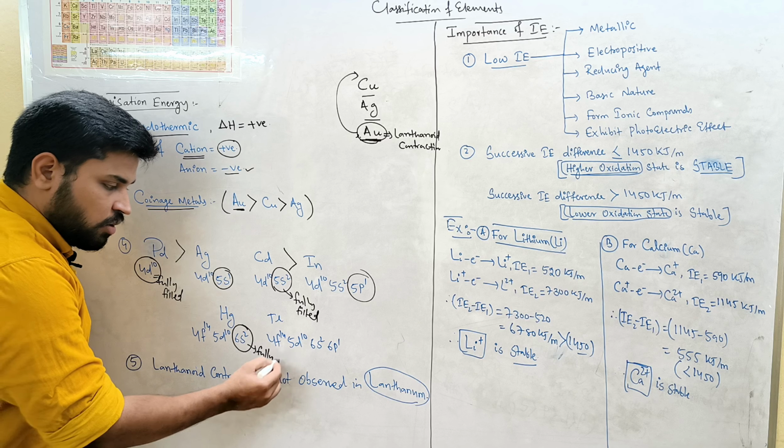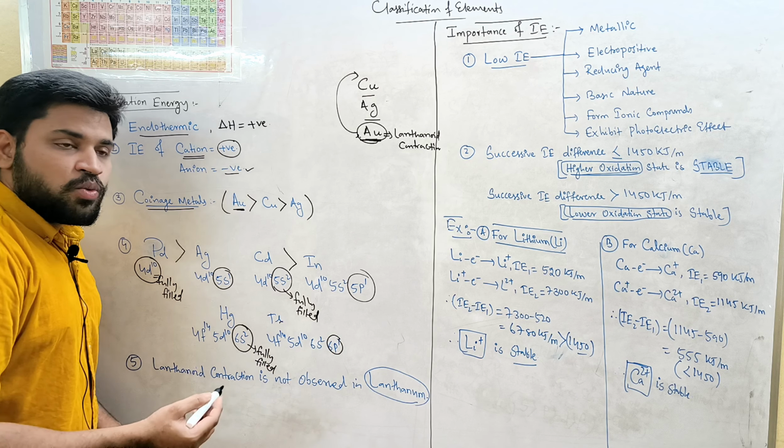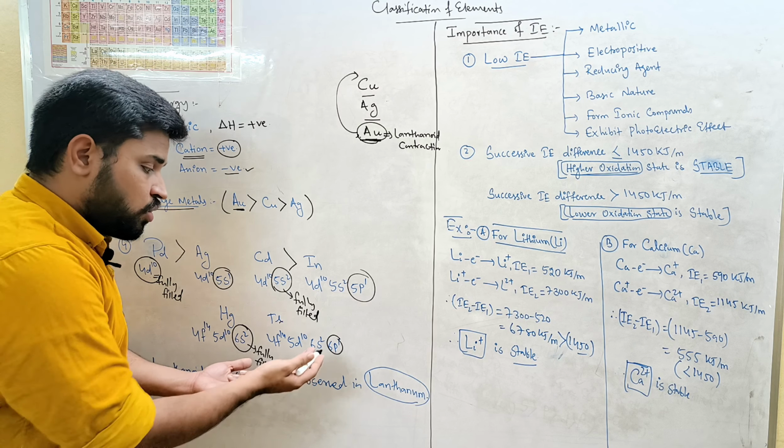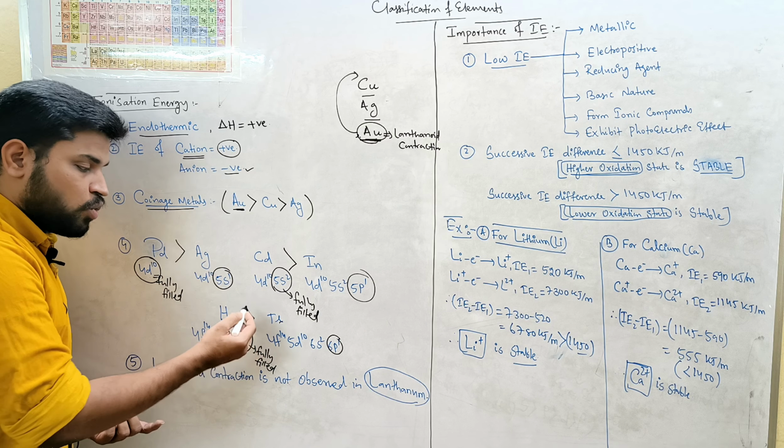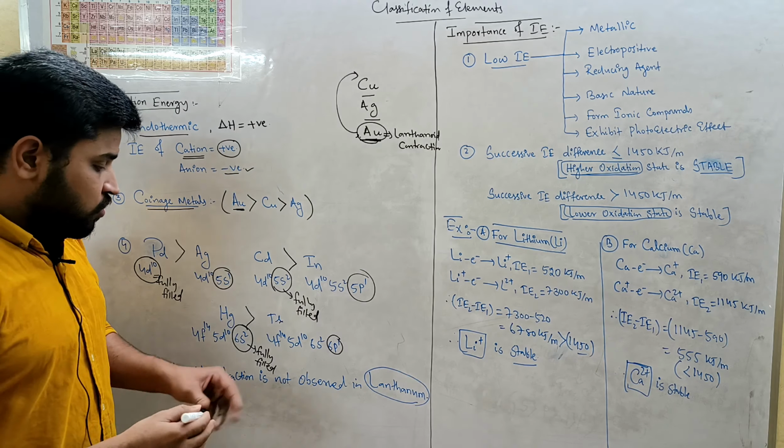Fully filled. When it comes to thallium, it is 6p1. It is not fully filled or half filled, so it's not much stable. So this is fully filled, so it's more stable. So it will have more ionization energy as compared to thallium.